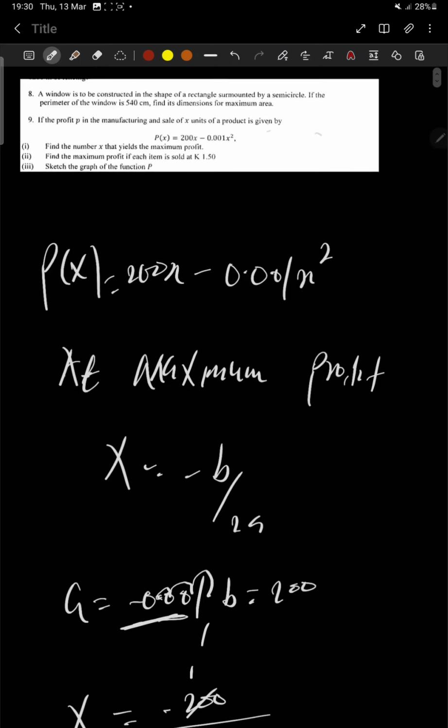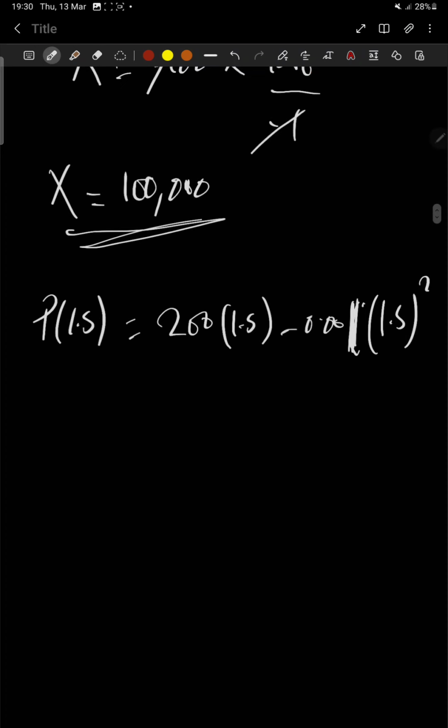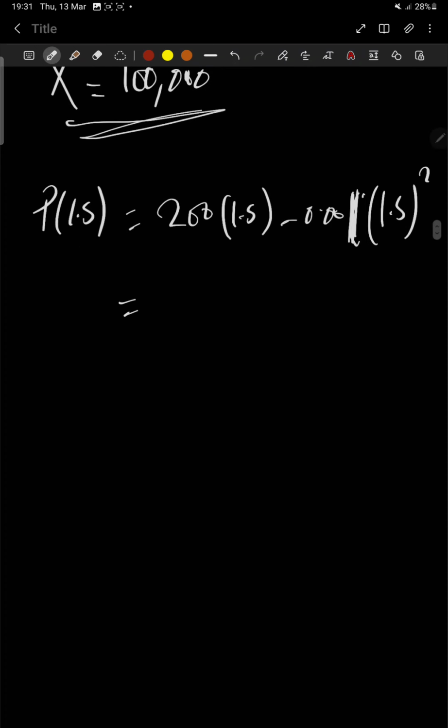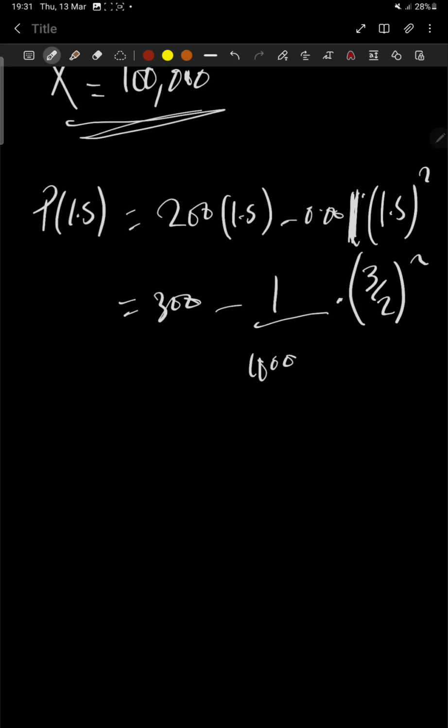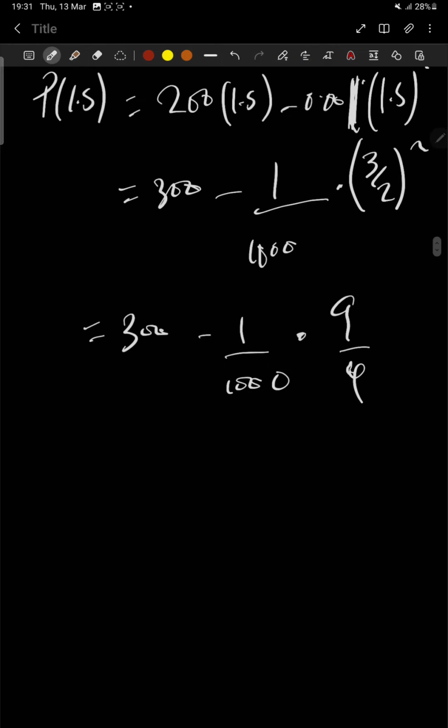(1.5) squared is 1.5 squared. Okay, now what is 1.5 squared? So this will be 300 minus, you can change this to a whole number, which is 1 over 1000. Even this fraction you can change to 3 over 2 squared. Okay, so this is 300 minus 1 over 1000 times 9 over 4.